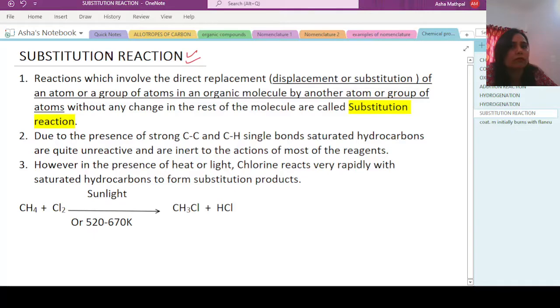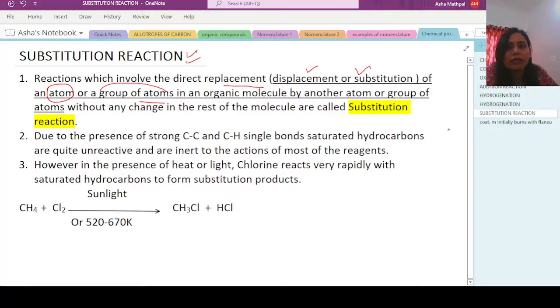Substitution is very simple: it is a direct replacement. It can be a displacement or substitution of an atom, either a single atom or a group of atoms, in an organic molecule by another atom or group of atoms without any change in the rest of the molecule. This is called a substitution reaction. Here I will tell you the example.